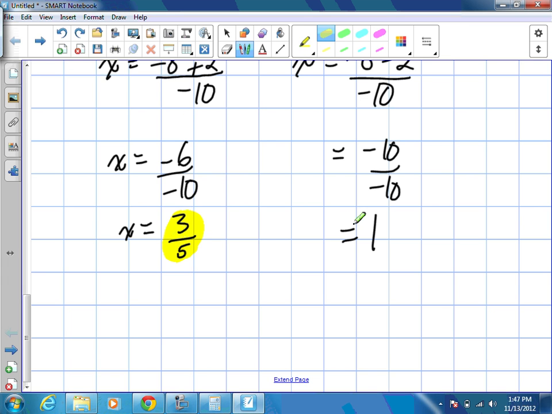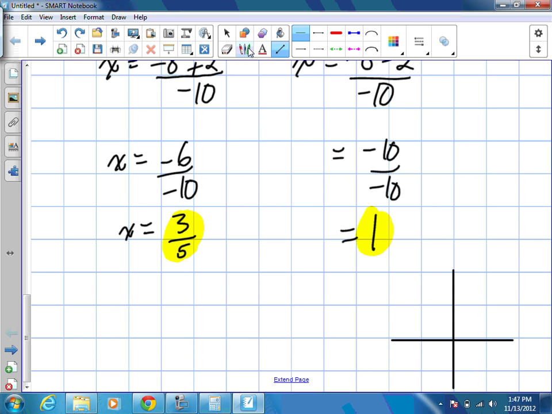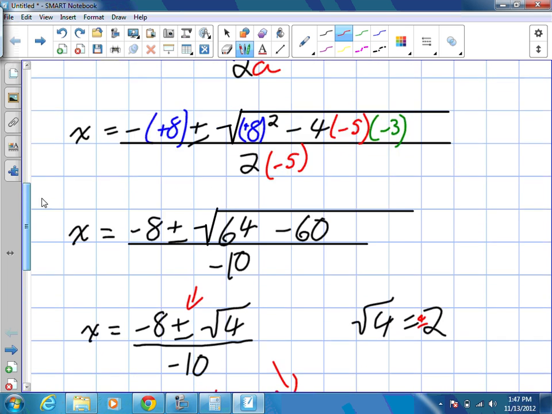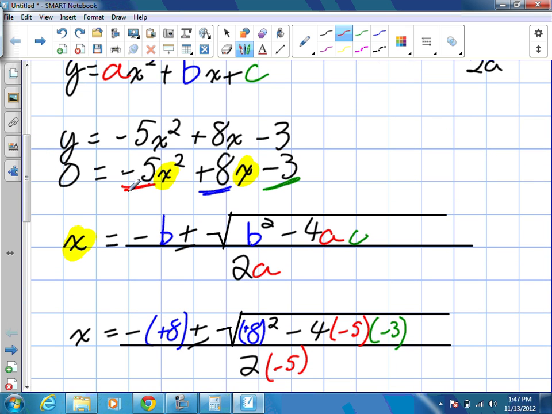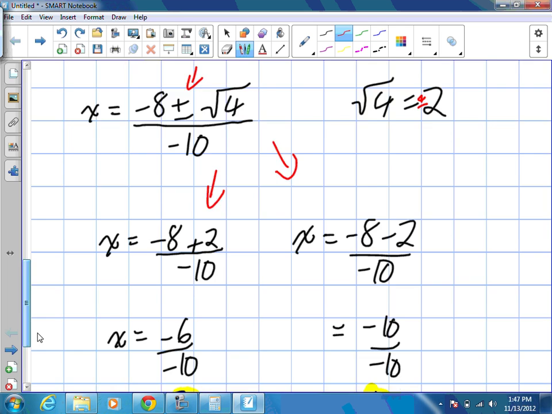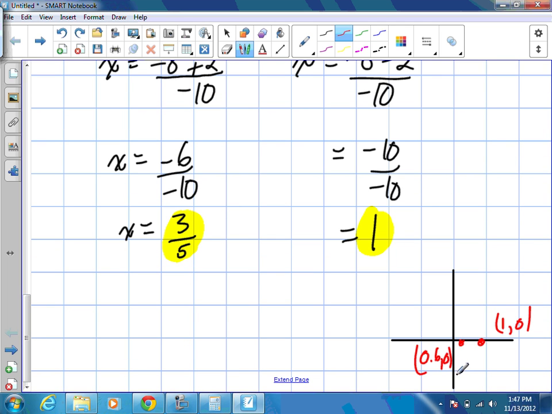So if we were to draw a rough sketch of this, we have an x-intercept at 0.6. Okay, that's what 3 over 5 is, so 0.6. And another one at 1. So 1 and 0. The other at 0.6 and 0. Now, let's quickly look at this quadratic in standard form. Is it positive or negative, the a value? So which way does it face? Down. So we have some parabola that goes like this and crosses at those 2 points.